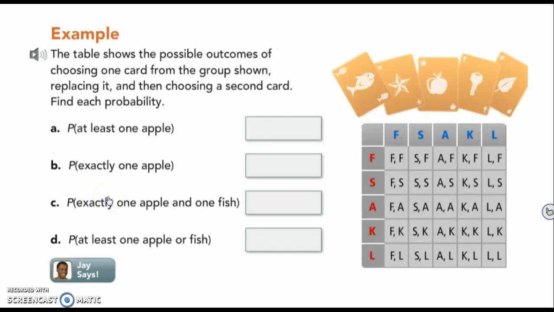Look at example 1. The table shows the possible outcomes of choosing one card from the group shown, replacing it, and then choosing a second card. Find each probability.